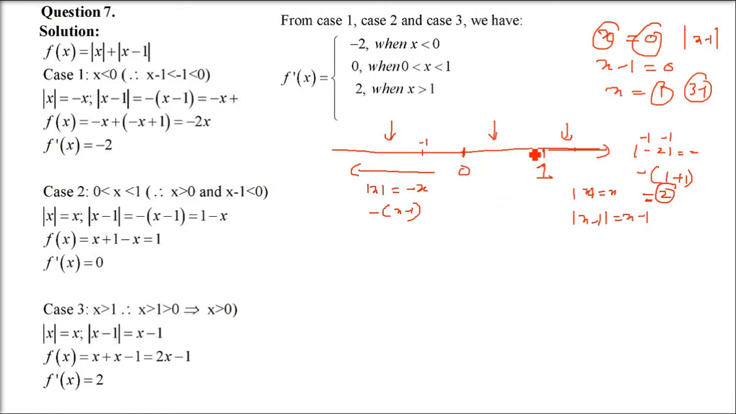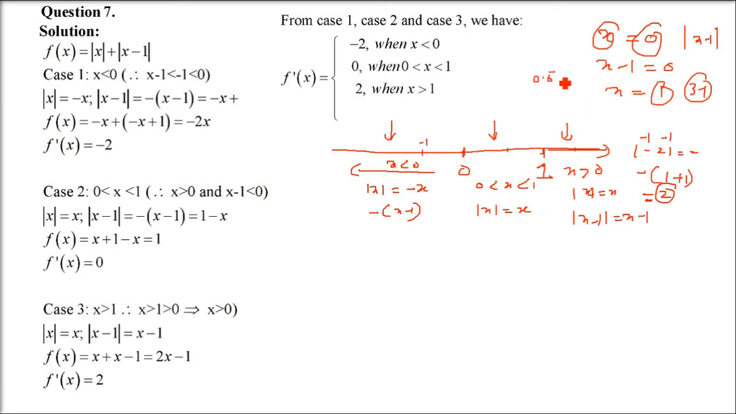When coming to 0 to 1, what will be the value? Because it is already greater than 0, we don't have a problem with mod x. We have already seen in previous two questions, when we are dealing with x which is between 0 and 1, since it is greater than 0, mod x will be positive x. Let it be between 0 and 1, but it's still greater than 0. So mod x is plus x.